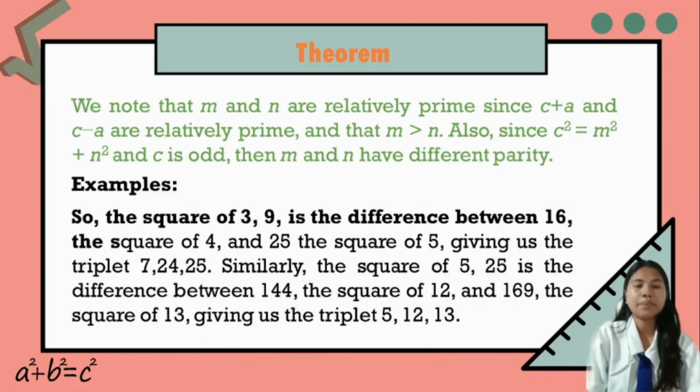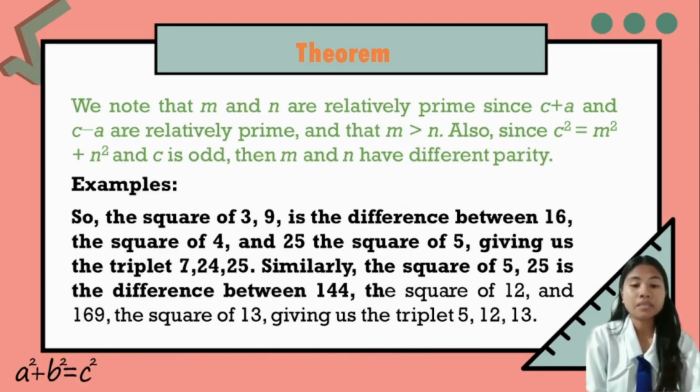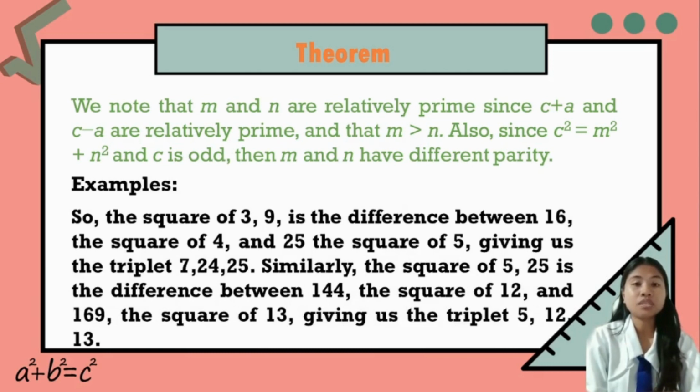So, for example, the square of 3, which is 9, is the difference between 16, which is the square of 4, and 25, which is the square of 5, giving us the triplet 9, 16, and 25, and 7, 24, and 25. Similarly, the square of 5, which is 25, is the difference between 144, which is the square of 12, and 169, which is the square of 13, giving us the triplet 5, 12, and 13.